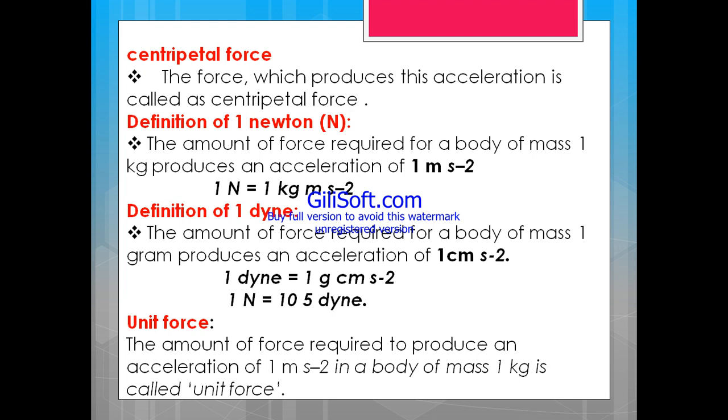In the previous slide we have seen centripetal acceleration. Now we are going to see centripetal force. To move the entire body, what we apply is nothing but force. The force which we produce so that the entire body changes, we say is centripetal force. The definition of 1 Newton is the amount of force required for a body of mass 1 kg to produce an acceleration of 1 meter second inverse 2. So 1 Newton is equal to 1 kg m s inverse 2.